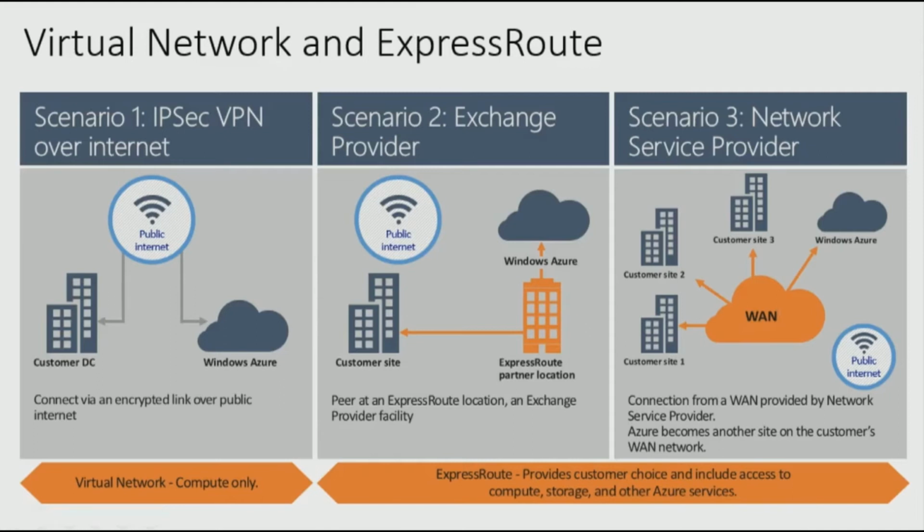One flavor is this ExpressRoute partner location, and so think about those internet exchanges around the world. Because Microsoft is plugged in there and all these other networks are plugged in there, what ExpressRoute says is, if you want to plug your network into the Azure network, you can pay Microsoft, and they'll let you basically patch your network into the Windows Azure network, and that allows you to connect in without going over the public internet.